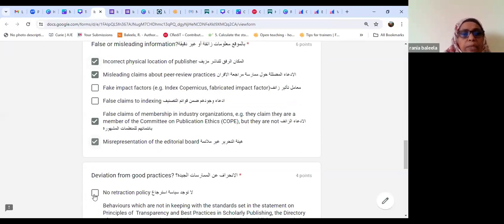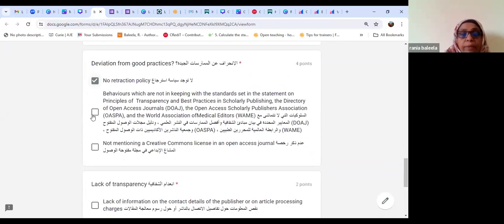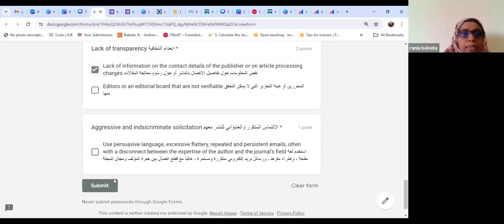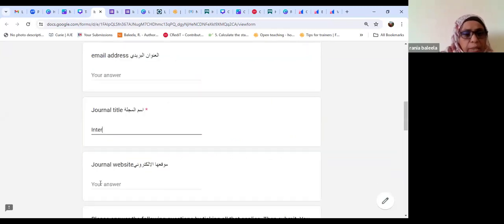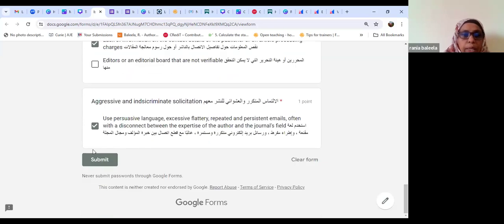And yeah, we will see the results. Are there retraction policies? Is it registered in the DOAJ? And I will talk about it later on in next sessions. Does it lack transparency? Okay, and I will say, yeah, submit. The name, International Journal of Science, for example. Normally it's a fake one. Okay, and let's check the score.